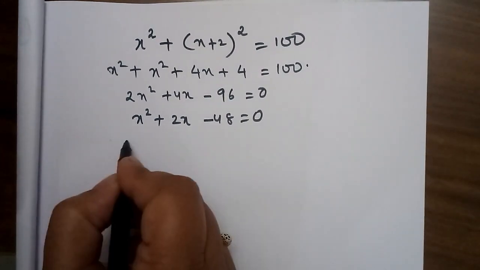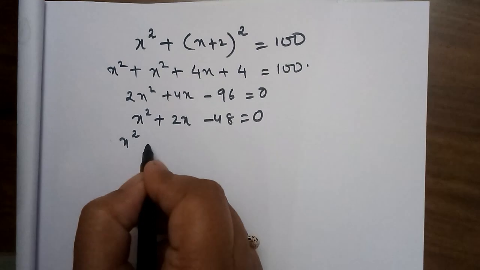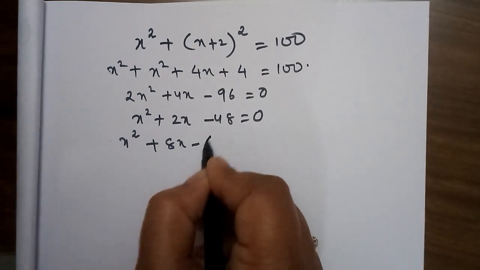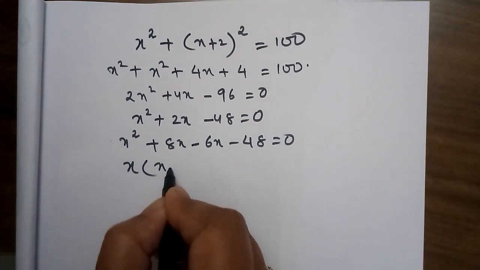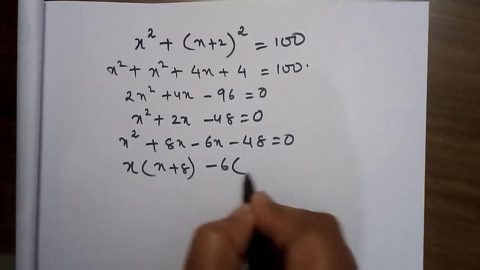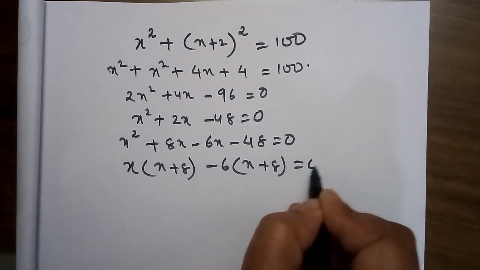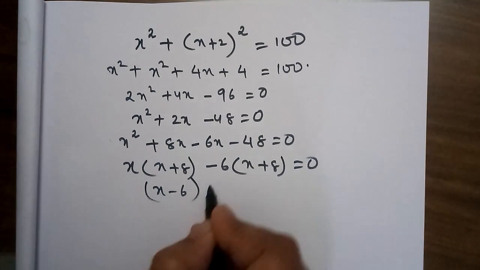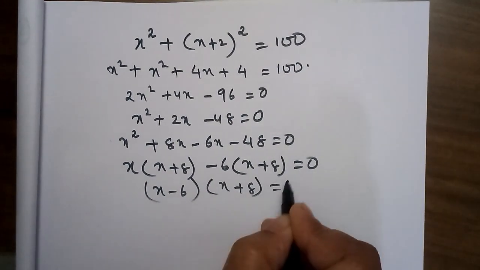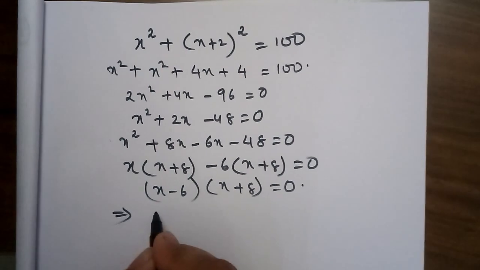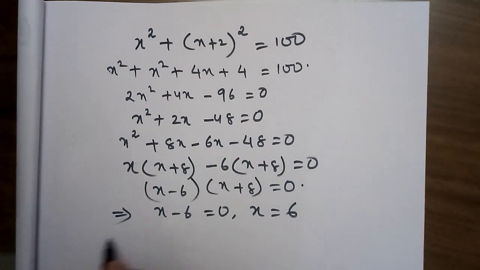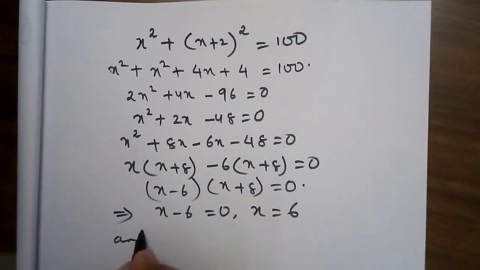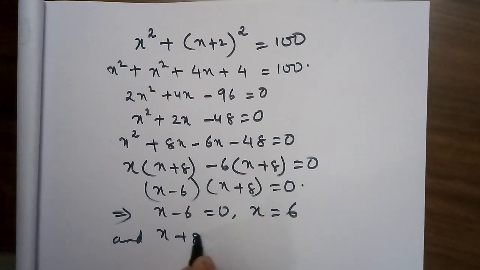Now I start splitting the middle term. So I'll get x square plus 8x minus 6x minus 48 equal to 0. This becomes x into (x plus 8) minus 6 into (x plus 8) equal to 0. So I get (x minus 6)(x plus 8) equal to 0. So that implies x minus 6 equal to 0, so x becomes 6, and x plus 8 equal to 0, I get x equal to minus 8.